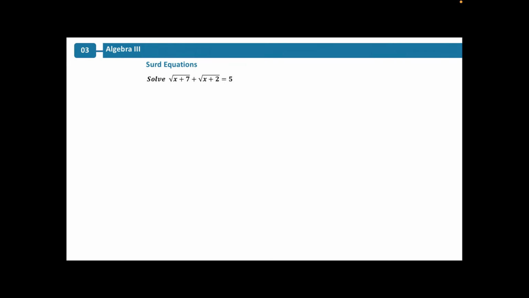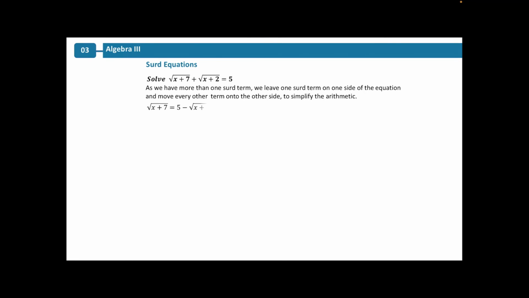Let's try another example. The square root of x plus 7 plus the square root of x plus 2 equals 5. In this question, we have two surds. As we have more than one surd term, we leave one surd term on one side of the equation and move every other term to the other side to simplify the arithmetic. This gives us square root of x plus 7 equals 5 minus the square root of x plus 2. We now go back to our usual steps.